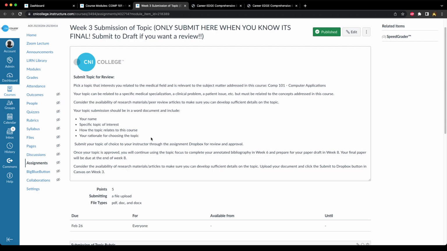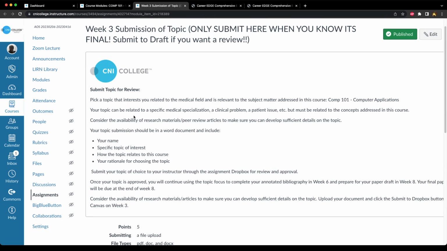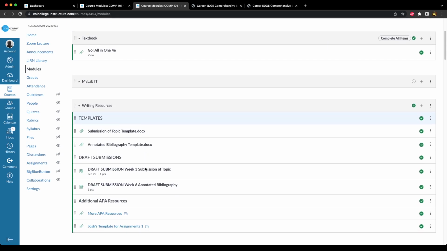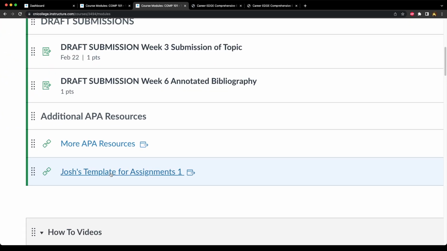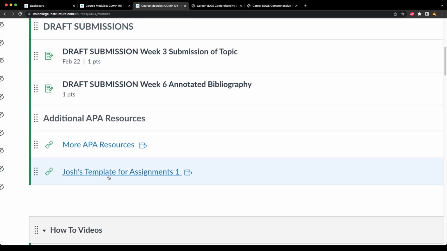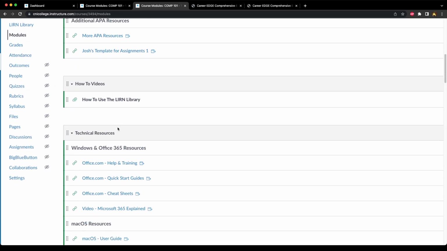I just want to make sure that you know how to use the stuff, you know how to format it right, you know how to use my templates, and most importantly, that you know how to get your research by using the Learn library. So again, those are key things. If you can follow those key steps, and if you use my template, this one right here, where it says Josh's template for assignments 1, then you'll be fine. Honestly, you should be pretty good when you're doing this assignment.